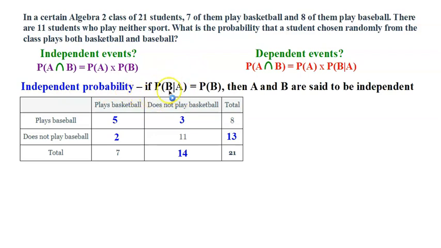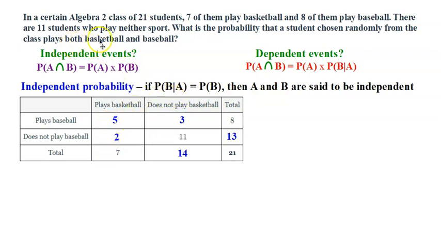If the probability of B given A is the same as the probability of B, whether or not A happened, don't care, then A and B are independent. One of them doesn't affect the other. So let's see if these are dependent or independent.